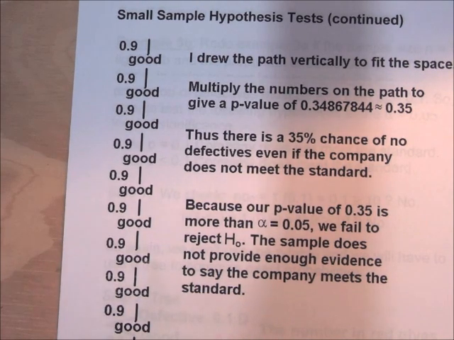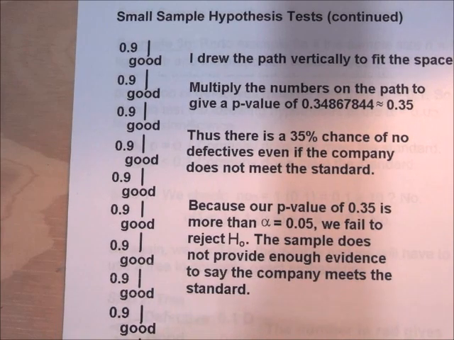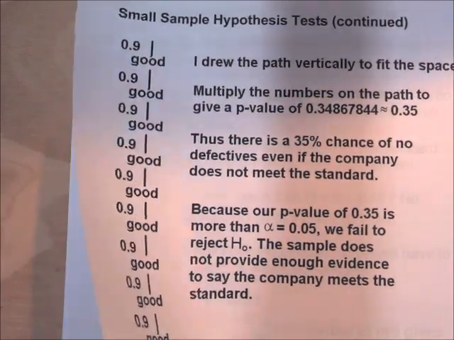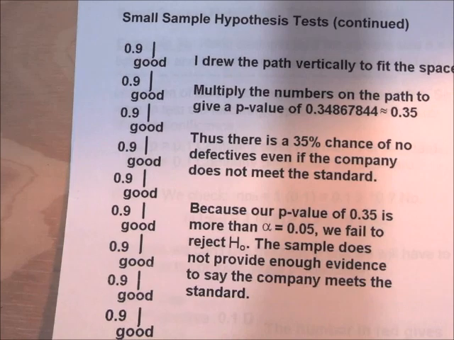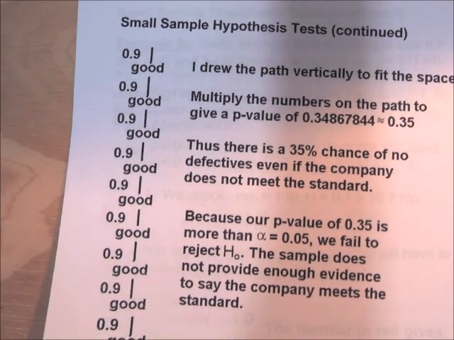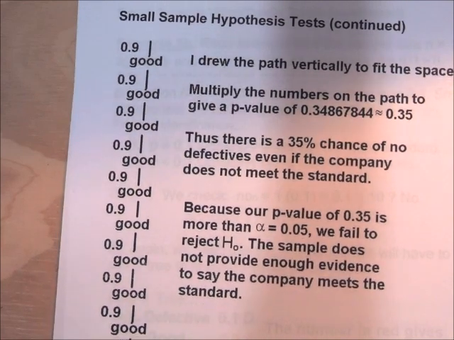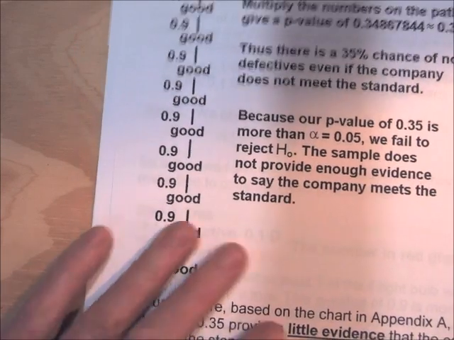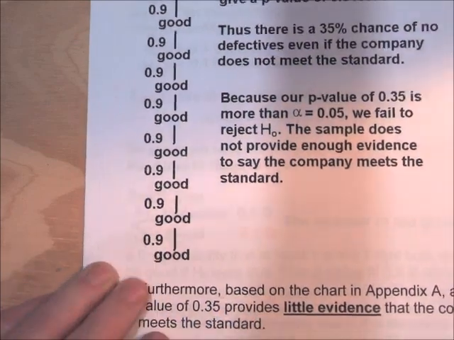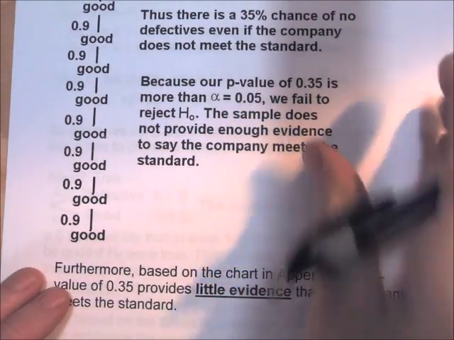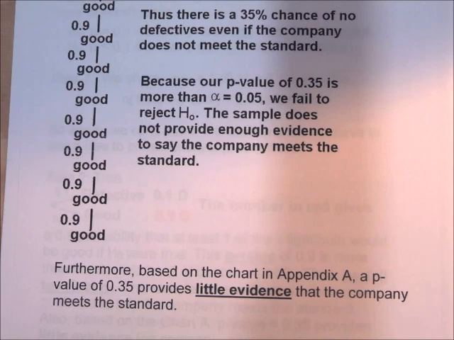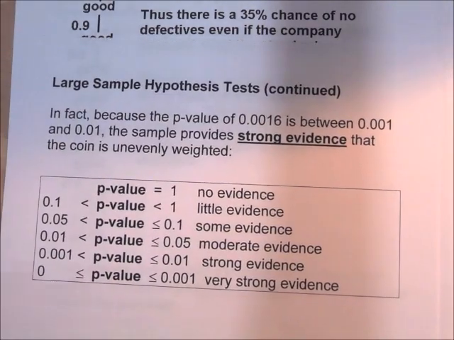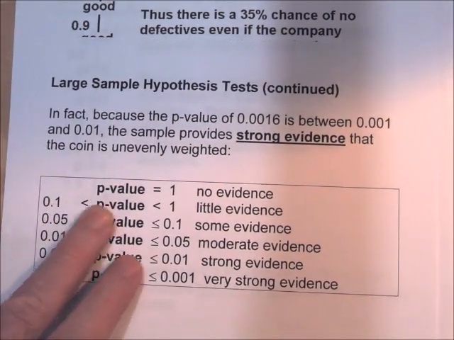So based on this sample, maybe this company meets the standard, maybe they don't. We don't know. And for a p-value of 0.35, anything between 0.1 and 1, the adjective is going to be little, it provides little evidence.